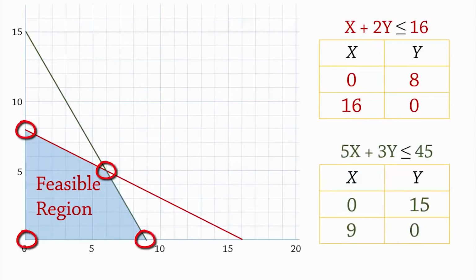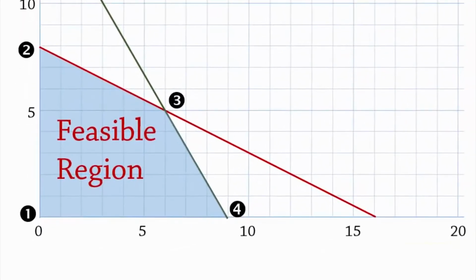These are the corner points for the feasible region. Let's label them 1 to 4. The optimal solution to this linear programming problem will occur in at least one of them. To decide which one is optimal, we will find the coordinates of the point, plug them into the objective function, and then choose the best. At corner point 1, the coordinates are clearly (0, 0). At point 2, (0, 8). At point 4, (9, 0). Now, those are easy to see.